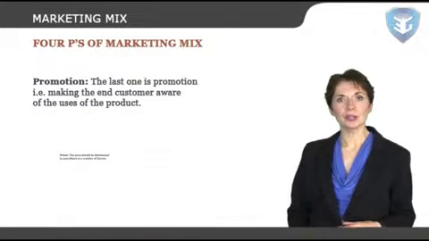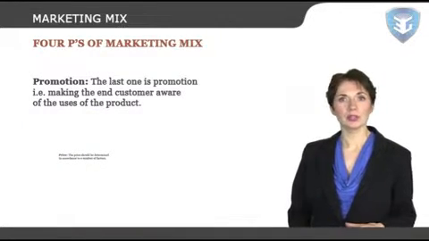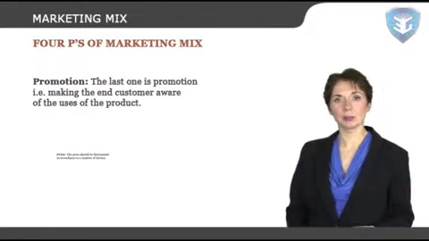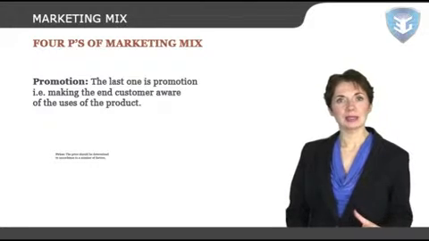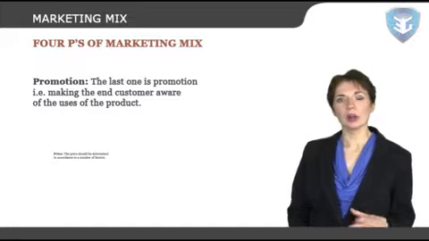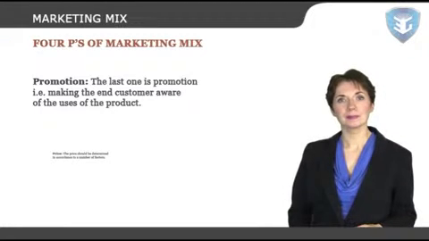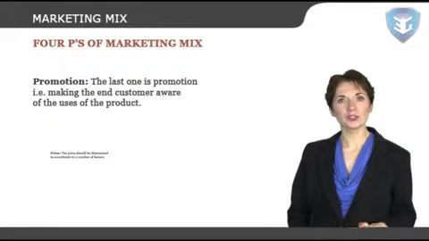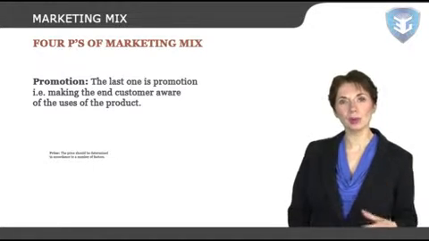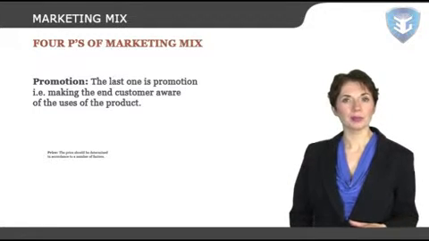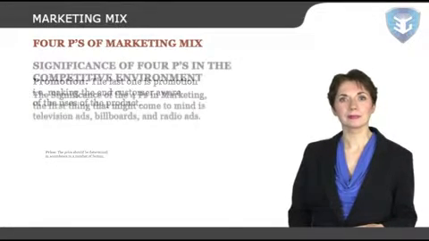Promotion. The last one is promotion. For example, making the end customer aware of the uses of the product. Advertising, managing public relations, branding, and sales promotion all fall under this category. These promotional methods help a customer make his choice with regards to buying or not buying a particular product. Magazines, newspapers, television are the popular modes of conducting promotion.